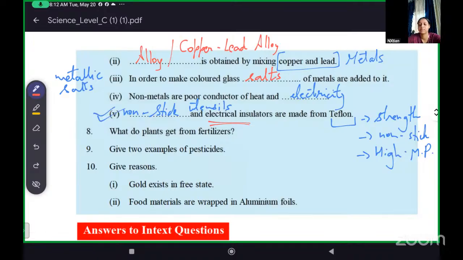Ma'am, it helps with the soil, right? It helps the soil. Yes, ma'am.